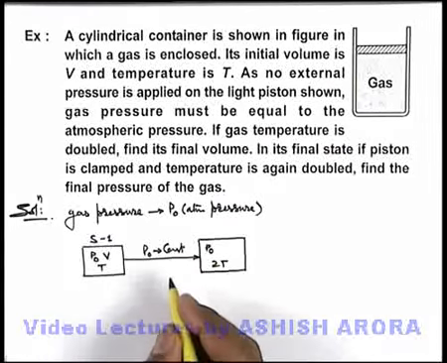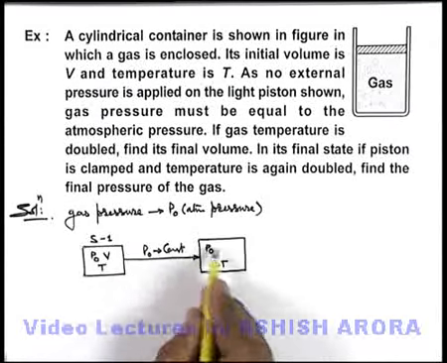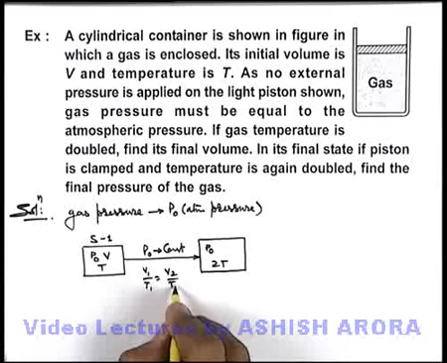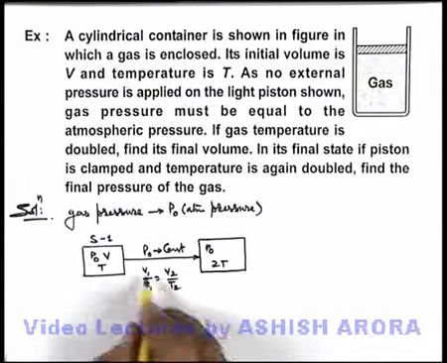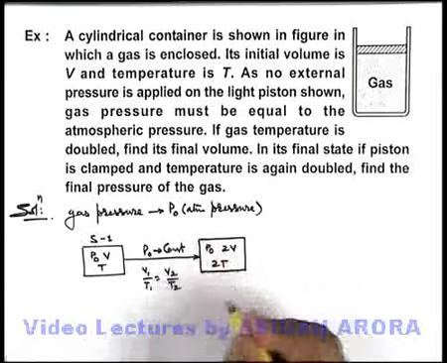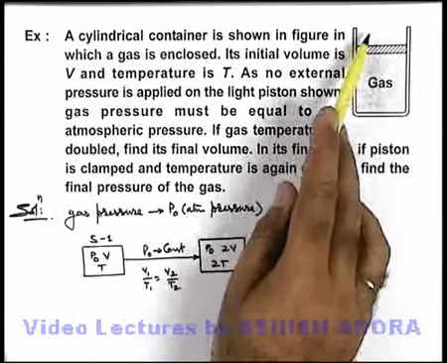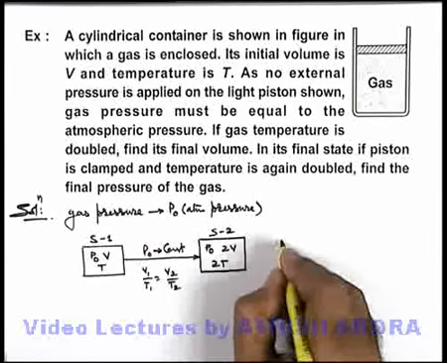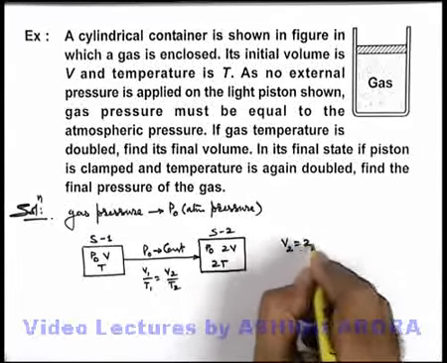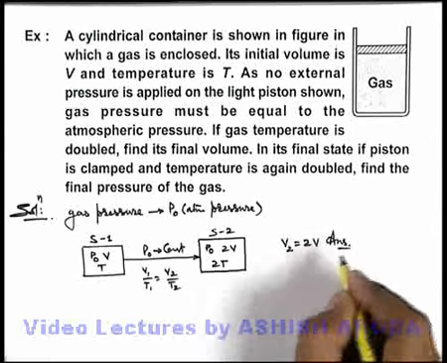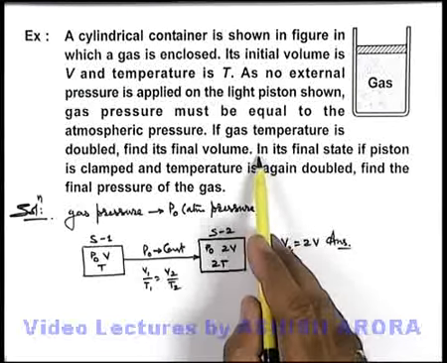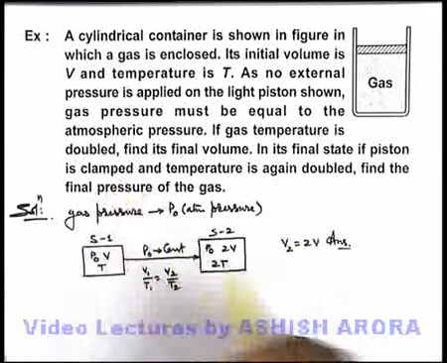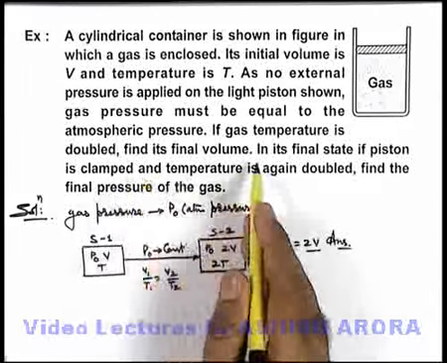So we can directly use the relation P1 V1 by T1 equals P2 V2 by T2. So we can write V1 by T1 equals V2 by T2 as pressure is constant. So if temperature is doubled, volume has to be doubled, so final volume will be 2V. The piston will rise in such a way that the volume changes to 2V. We can write in state 2, final volume V2 as 2V, which will be the answer for the first part of the problem.